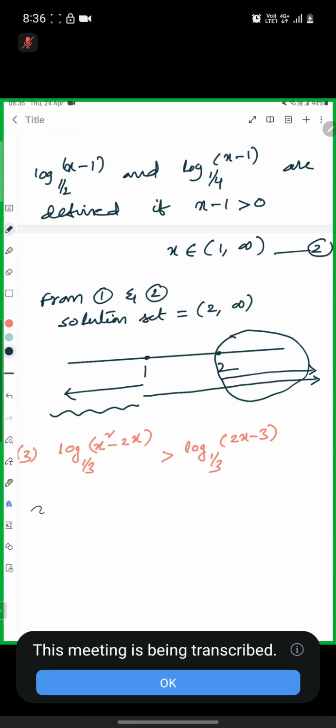Sir, here first, can we directly take x square minus 2x is greater than 2x minus 3? No, it would be lesser than. Base is 1 by 3, na? So since base is less than 1, it is decreasing function. That's why when you eliminate log on both sides, inequality sign changes.